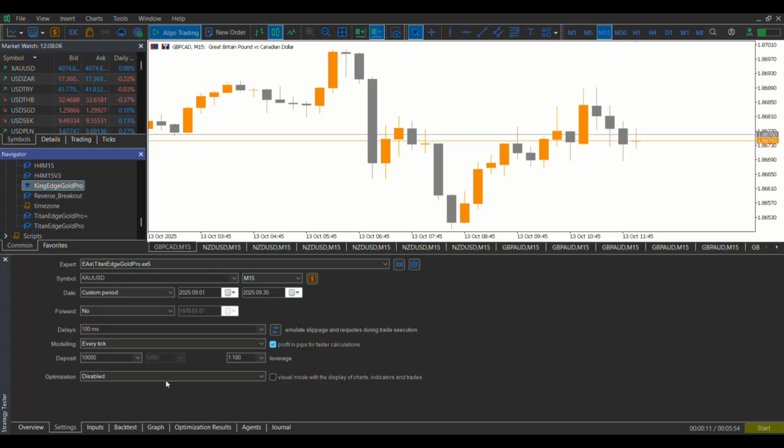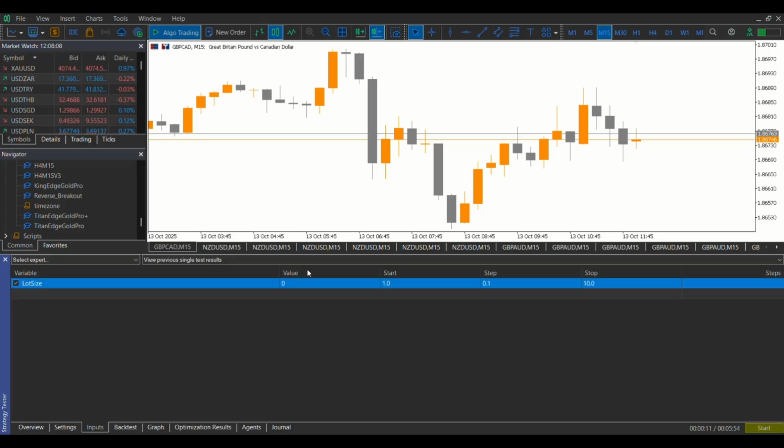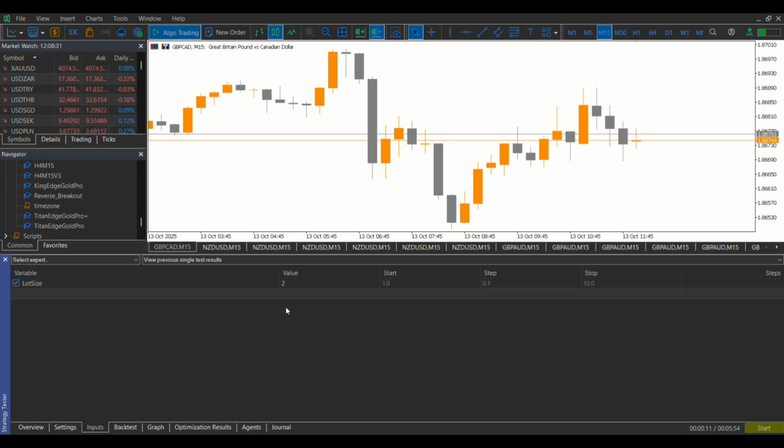Now let's move to the inputs. You have to set the lot size. As it is a 10k account, you have to set it to 2. If it was a 5k account, you would set the lot size to 1. If it is a 20k account, you have to set the lot size to 4. Likewise, you can change the lot size.